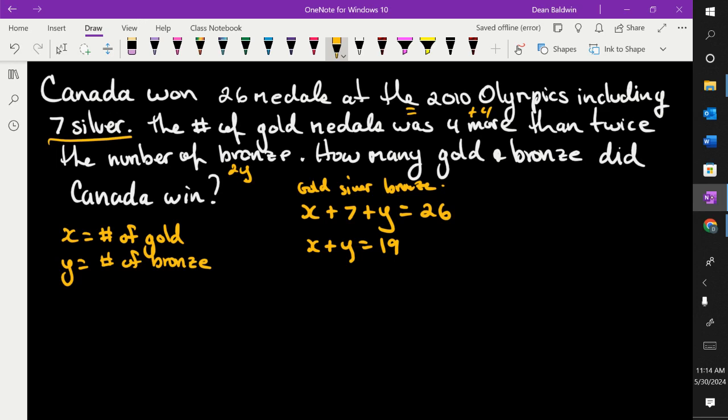So we're going to say, I'm going to write it off to the side because we're going to rearrange it. The number of gold medals, X is gold, right? The number of gold medals was or is, doesn't matter, equals 4 more. You're going to write 4 plus, but yeah, it's essentially plus 4. 4 plus twice the number of bronze, 2Y.